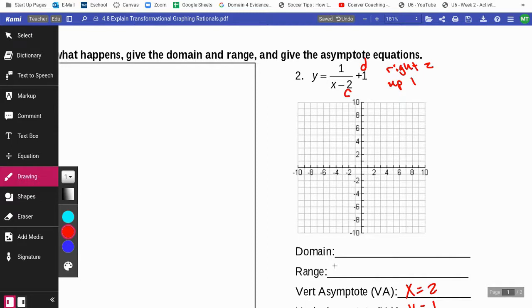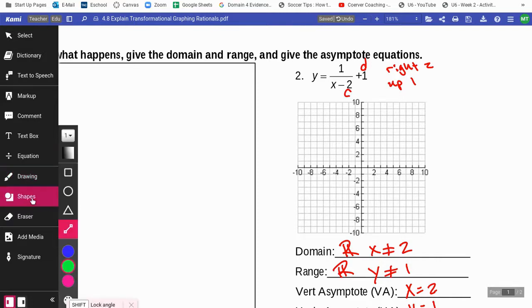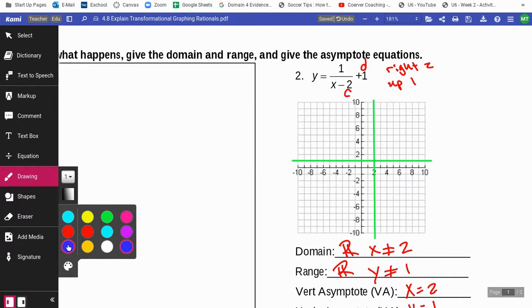Okay, so if I wanted to, I could go automatically into my domain. All reals, x cannot equal 2. I can automatically do my range. All reals, y cannot equal 1. Okay, and so when I'm drawing this, again, my VA is at 2. So here's my VA. My HA is at y equals 1. So there's my HA. And then I can now draw my graph, okay, based on some of those points.